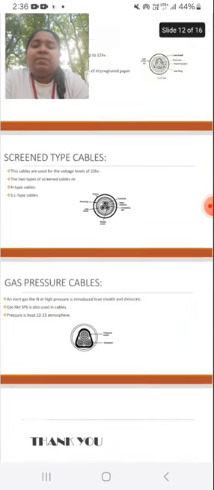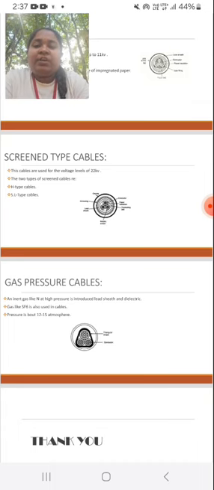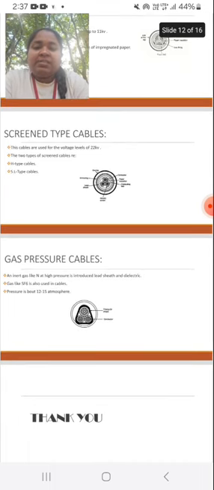Next one is the gas pressure cables. An inert gas like nitrogen at high pressure is introduced between the lead sheath and dielectric. Gas like SF6 is also used in the cables. Pressure is about 12 to 15 atmospheres. As we can see in the image of the gas pressure cable.